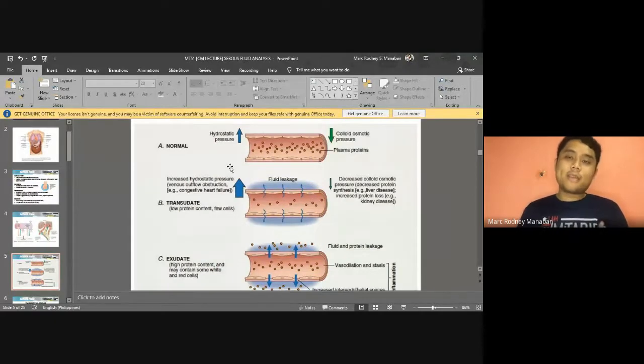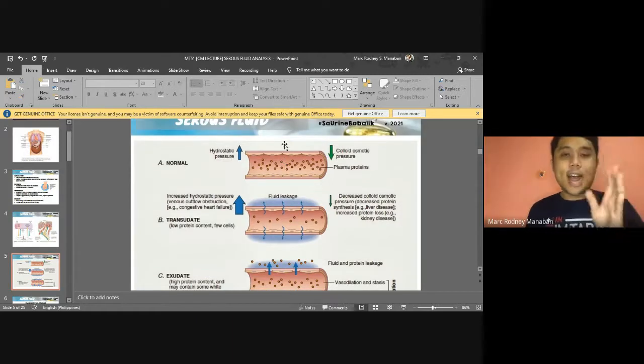Your blood itself, di ba, contains a lot of solutes, alright? And of course, as it passes through your capillaries or blood vessels, it will exert pressure. That's blood flow. So that's known as the hydrostatic pressure. So it's the pressure that's pushing outside, alright?